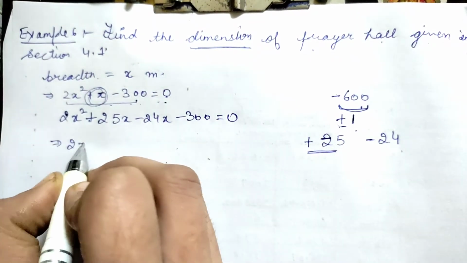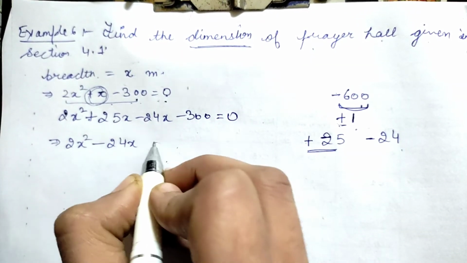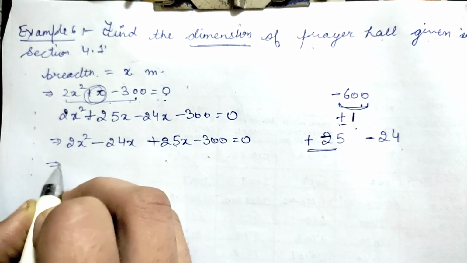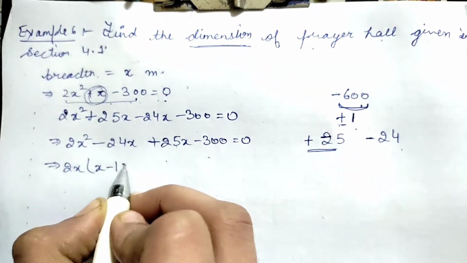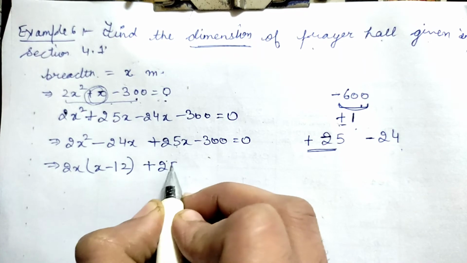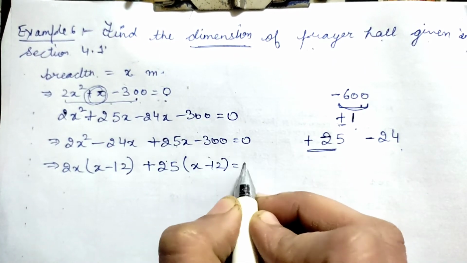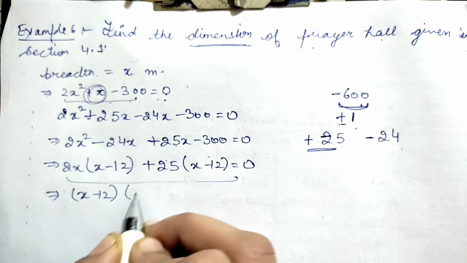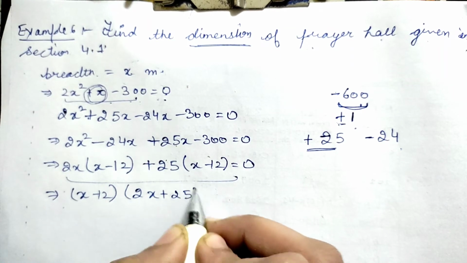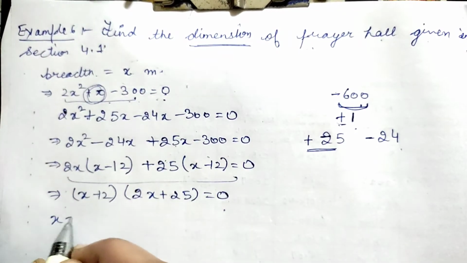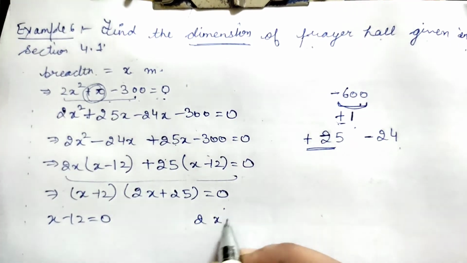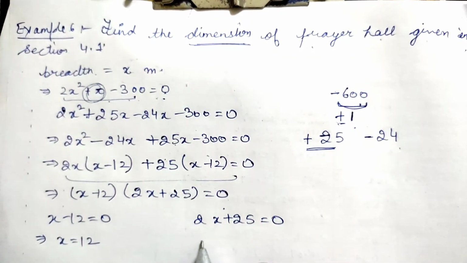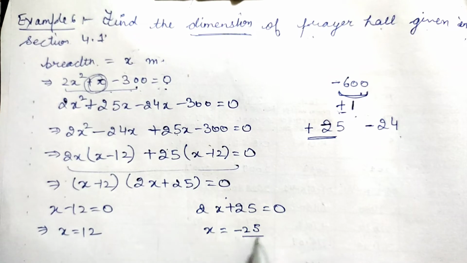So if I rewrite this equation so that I can take out the common, 2x into x minus 12 plus 25 into x minus 12 is equal to 0. From this equation again I am taking common x minus 12. So the remaining will be 2x plus 25 is equal to 0. So either x minus 12 is equal to 0 or 2x plus 25 is equal to 0. So x is equal to 12 or x is equal to minus 25 by 2.